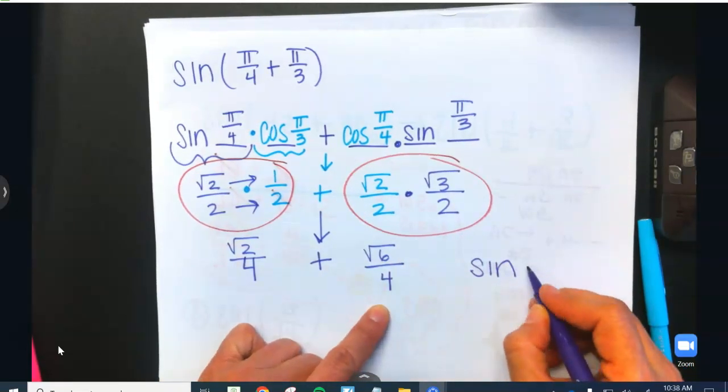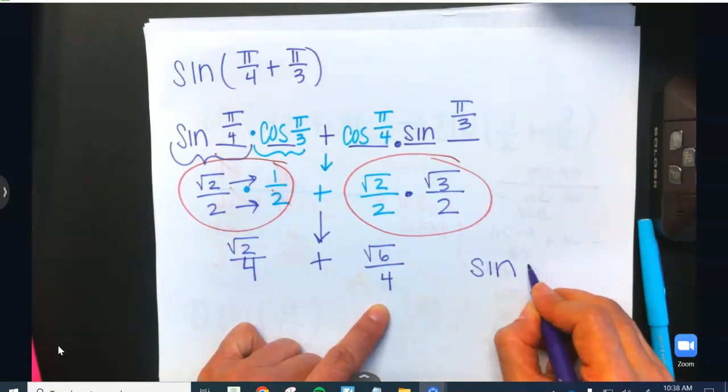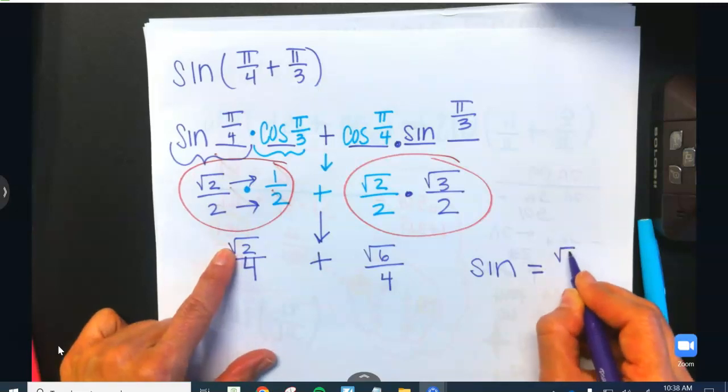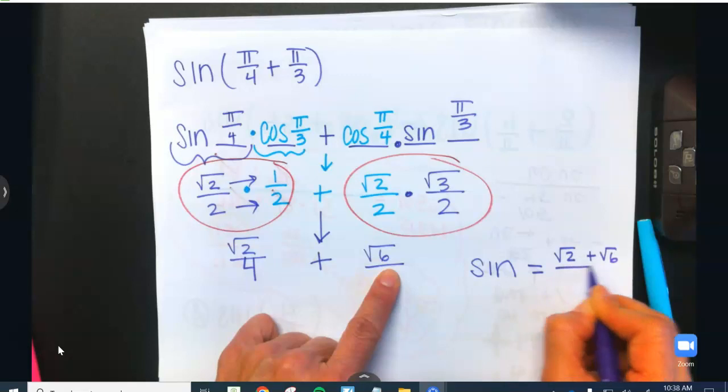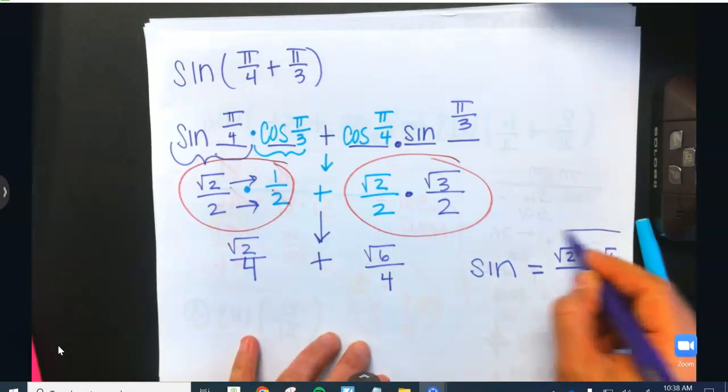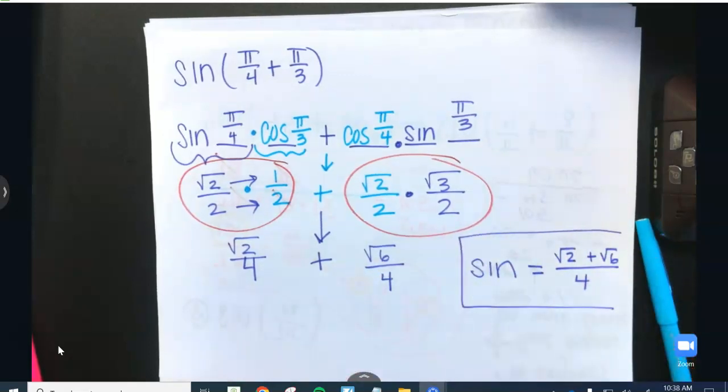So guys, your sine value is, y'all can't combine these, so you have to write root 2 plus root 6 over 4. That is your exact sine value for 105 degrees.